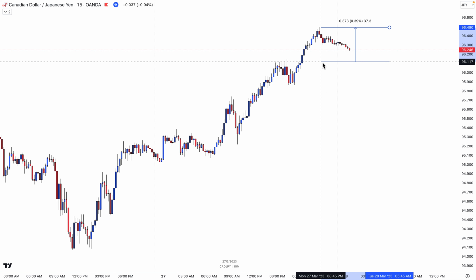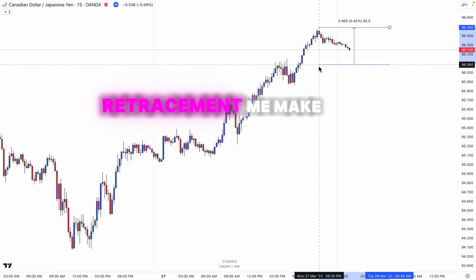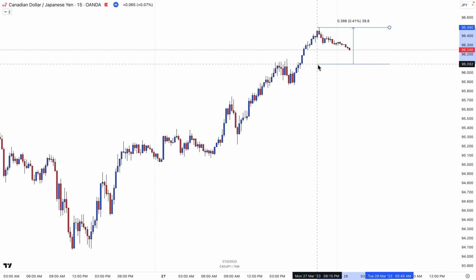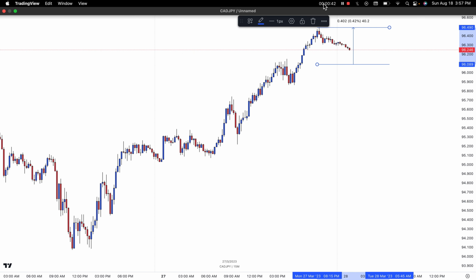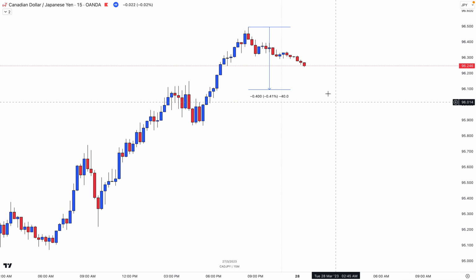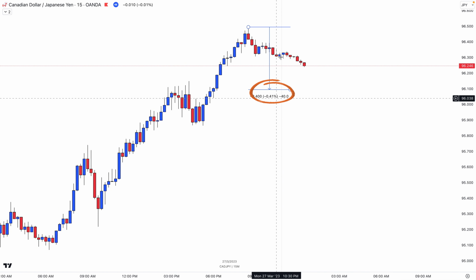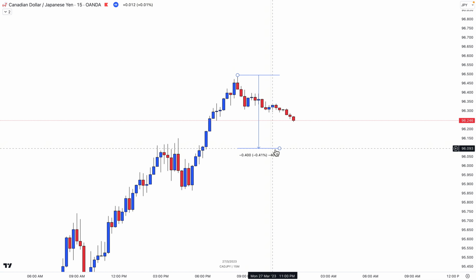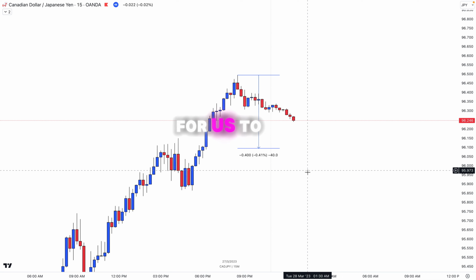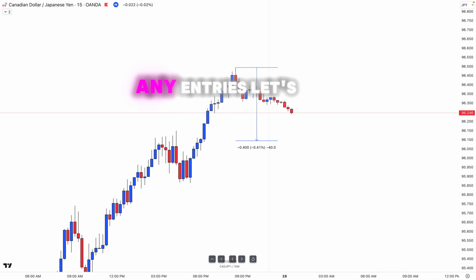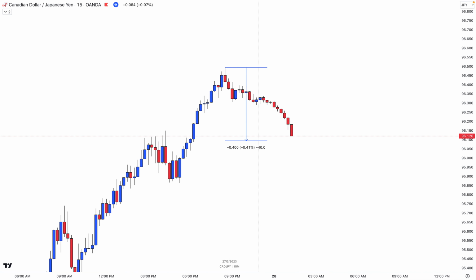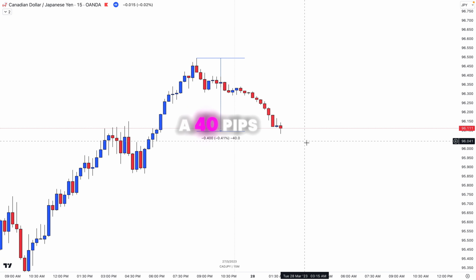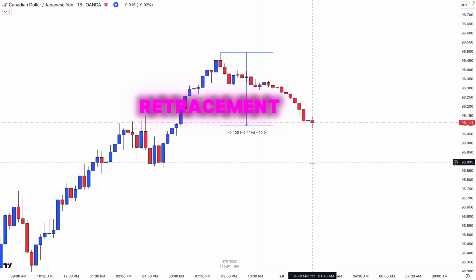So you see, you have to draw it here, the 40 pips retracement. Let me make sure it actually gets to 40 pips. So there you can see here, this is 40 pips already. So you will have to wait for the market to actually get to the 40 pip retracement for us to be able to look for any entries. Let's wait and see. So there you can see that the market has already reached a 40 pips retracement. Now we can actually wait for the W pattern.